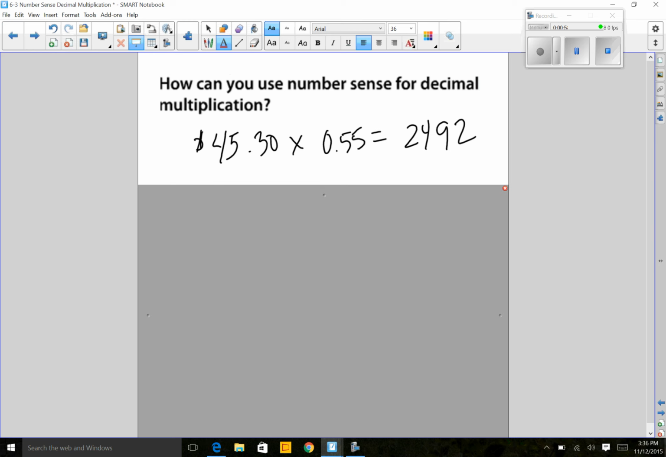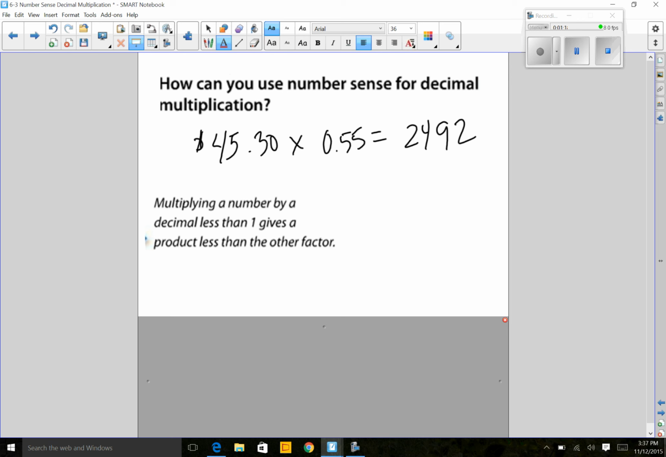Let's say we had a problem: $45.30, so 45 and 30 hundredths, times 55 hundredths. I know the digits of my answer are 2, 4, 9, and 2. But the question I need to figure out is where I'm going to put the decimal place in that answer. We need to keep in mind that when we multiply a number by a decimal less than 1, that's 55 hundredths, it gives us a product less than the other factor. So I know my product is going to be less than $45.30.